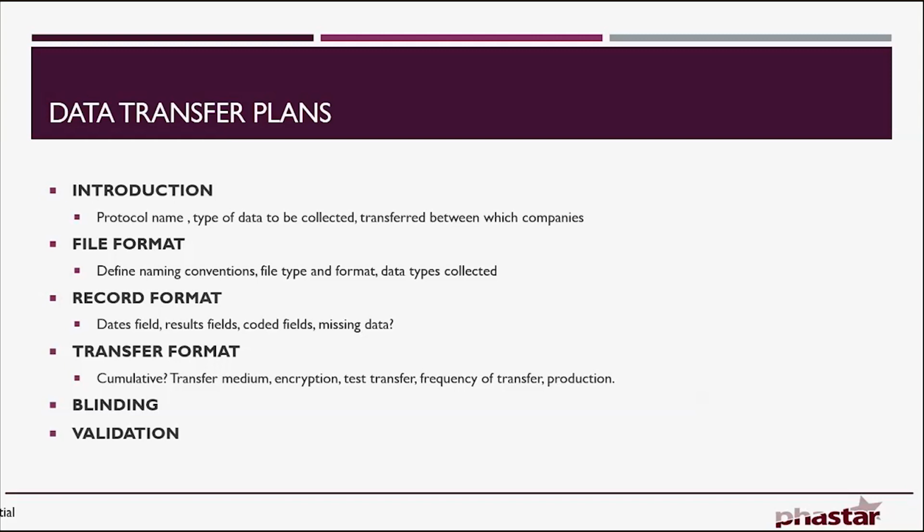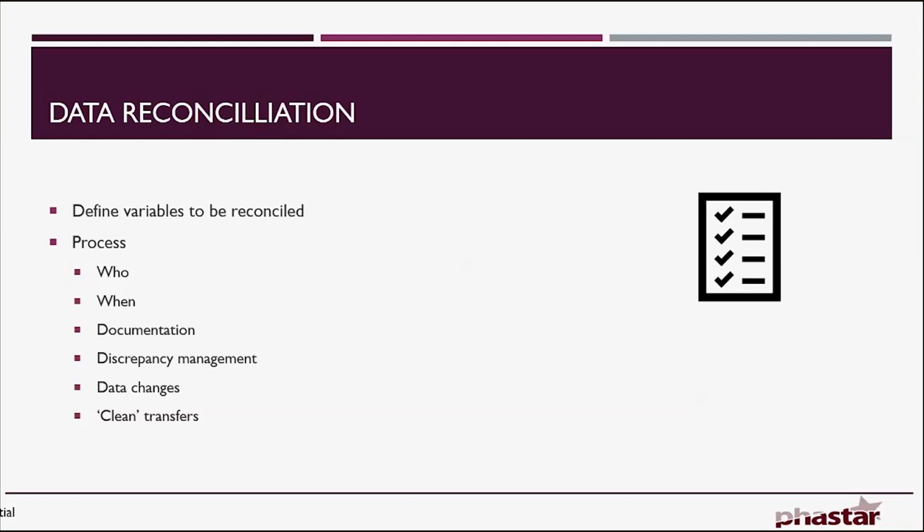And then just think about validation. How are you going to validate that transfer process? Is it enough, for example, for the external vendor to tell you they've given you 1,000 rows in an Excel file and you check you've got 1,000 rows? Is that enough?